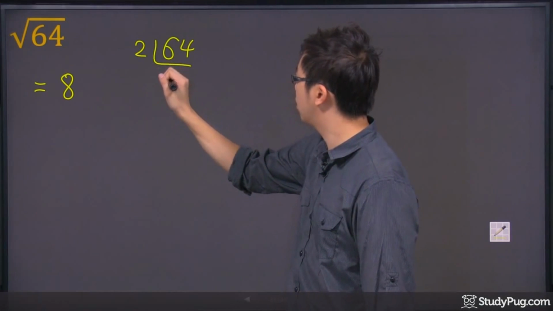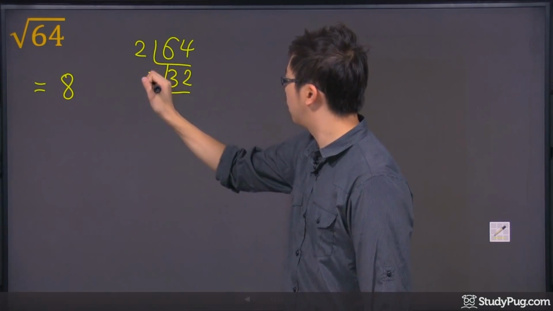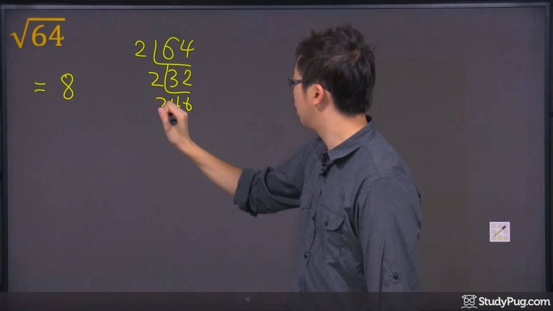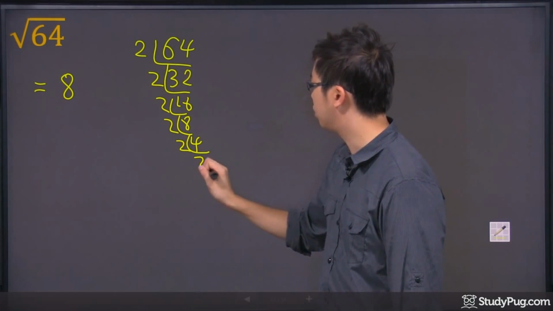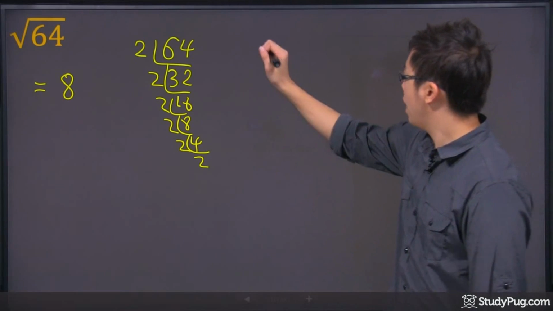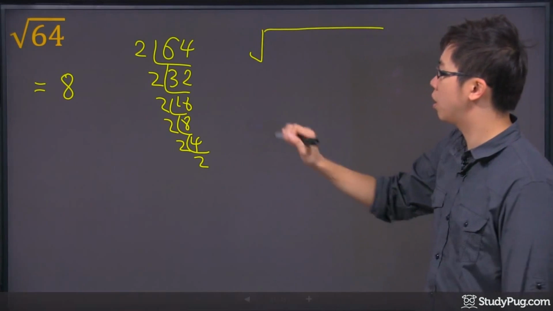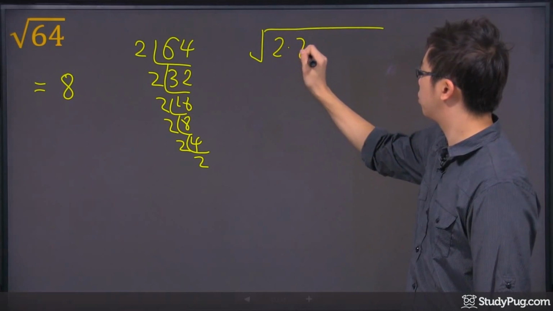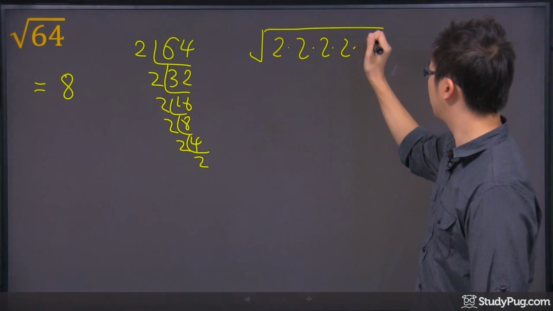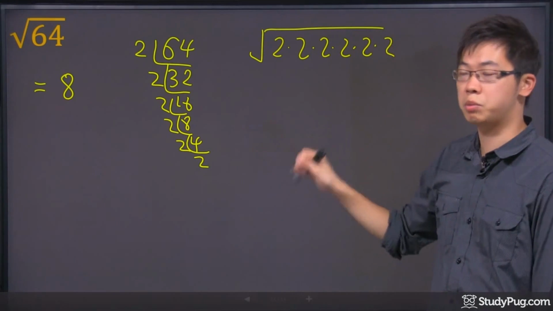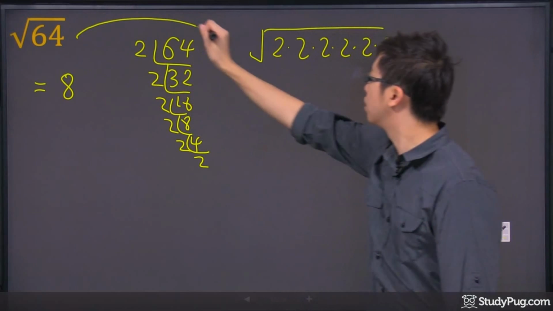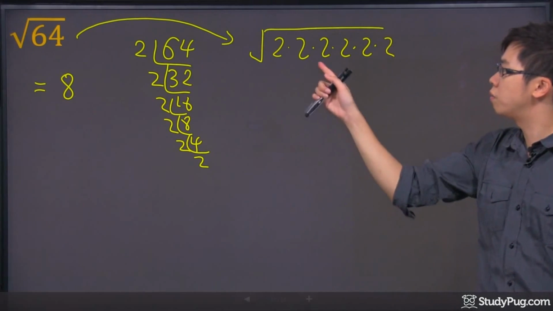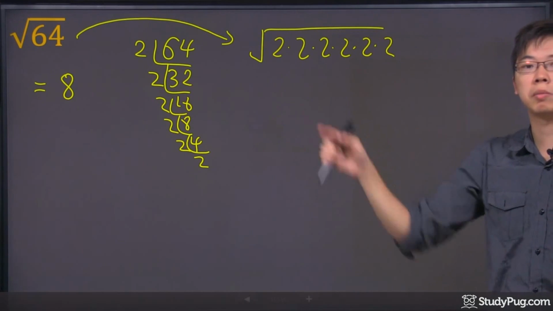So there's a 2 right here, and there's a 32. Divide by 2, I got a 16, divide by 2, which is 8, divide by 2, I got a 4, and here's my 2 and 2. Okay? So imagine that the question now becomes 2 times 2 times 2 times 2 times 2, and I believe there's 6 of them here. So the root 64 is now just the square root of 2, 2, 2, 2, 2, 2, all multiplied together.